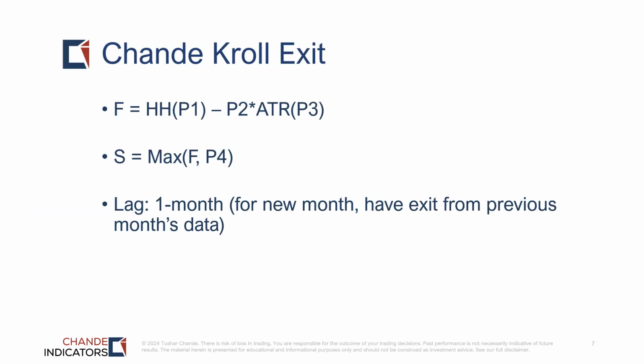So our answer to how to use the ideal exit strategy is to use the Chande Kroll exit. This is a two-step calculation with 4 parameters: P1, P2, P3, and P4. We first calculate the highest high of some length of days or months called P1. From that, we're going to multiply a constant number of the average true range calculated over another parameter P3. The next step is to take the maximum value of the first calculation over another time period, say P4. And then we're going to lag everything by 1 month. You don't have to, but for convenience we will, because for the new month, we already have the exact value from the previous month, because all those data are known before the new data come in.